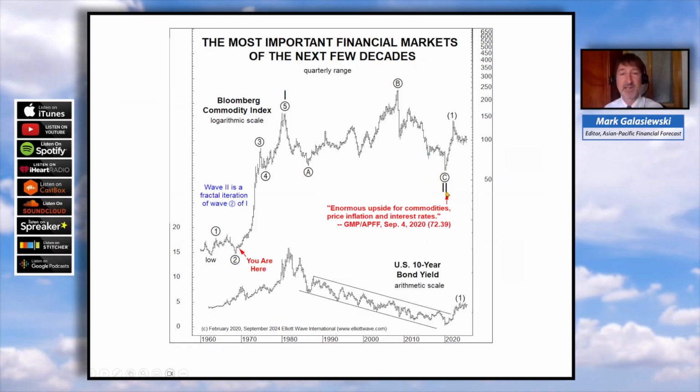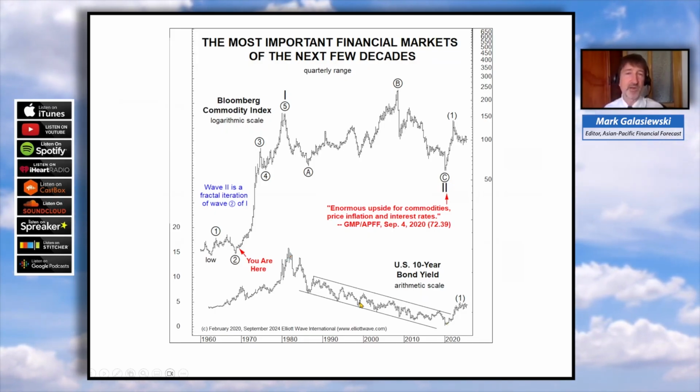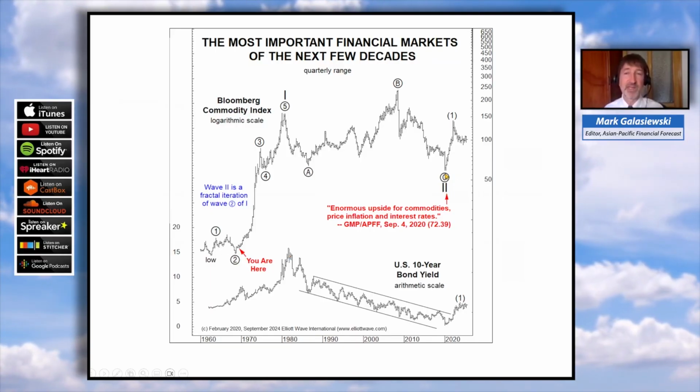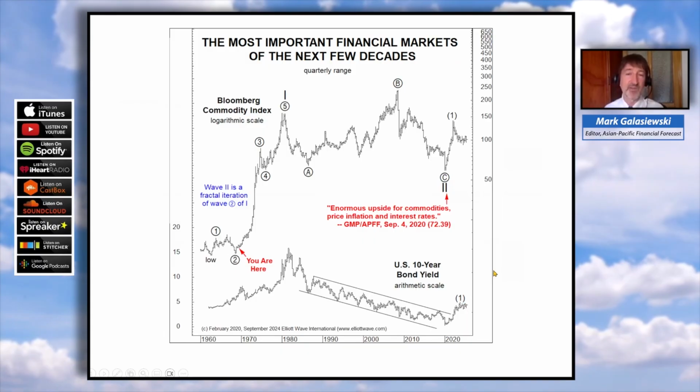And again, during this entire period, U.S. 10-year bond yield had declined to the 2020 low. But if you're forecasting a large third wave like I am here, this Roman numeral wave 3 up, which I think has already begun and is in its early stages, you're probably going to get a very large move up in interest rates as well.